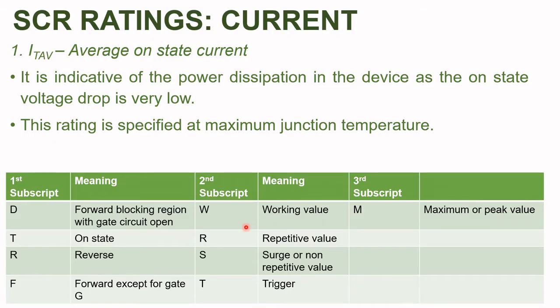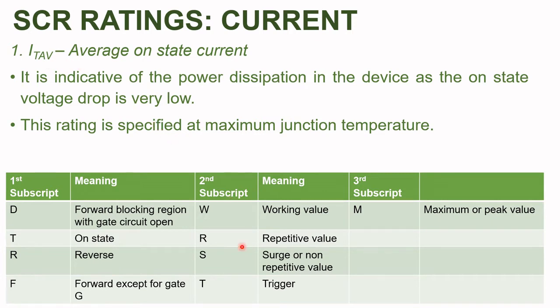Next comes the current ratings of SCR. The first rating is average on-state current. It is given by ITAV. So again let's try to decode it. T is the first subscript which stands for on state. AV is used for average value.